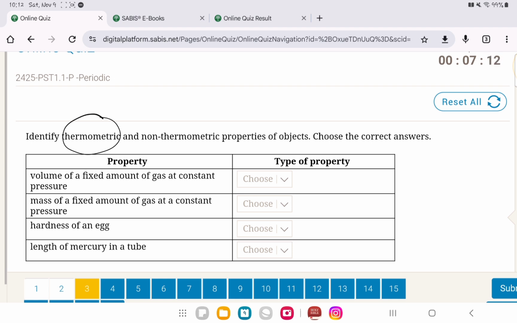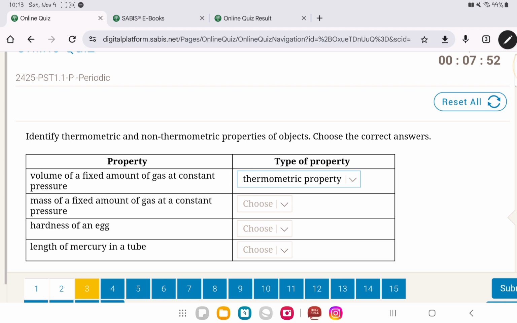Let's start. Volume of a fixed amount of gas at a constant pressure. If you heat it up, you have a constant pressure first of all, okay? This means what? This is Charles' law. Okay, Charles' law states that the volume is directly proportional to the absolute temperature. So as you increase the temperature, the volume is gonna increase. As you decrease the temperature, the volume is gonna decrease. So this is a thermometric property. Why? Because it changes as the temperature changes.